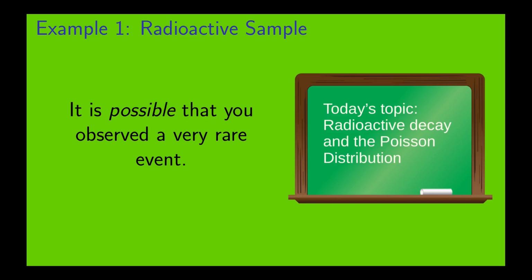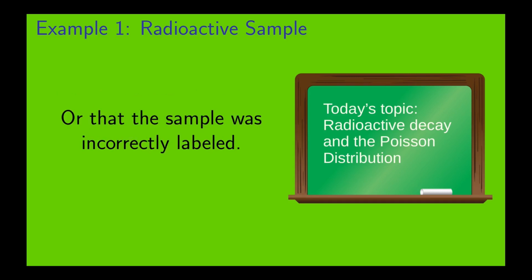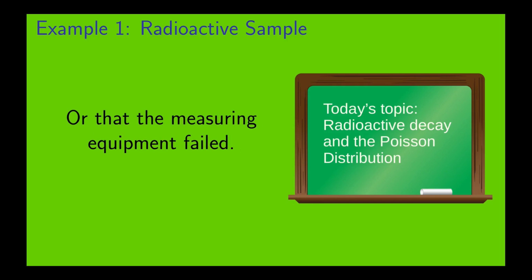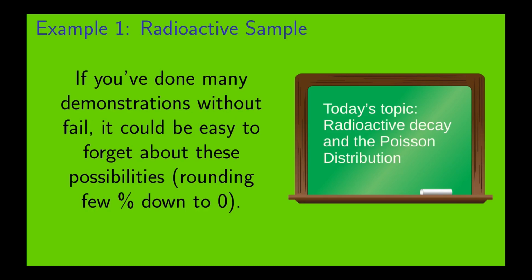Now, it's possible that you observed a very rare event. But it's more likely that your graduate assistant didn't prepare the sample properly, or that the sample was incorrectly labeled, or that the measuring equipment failed, or that you made a mistake during the demonstration. If you've done many of these demos without fail, it could be easy to forget that these possibilities exist.